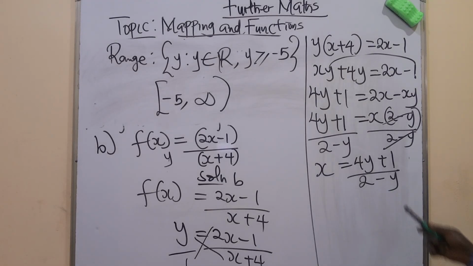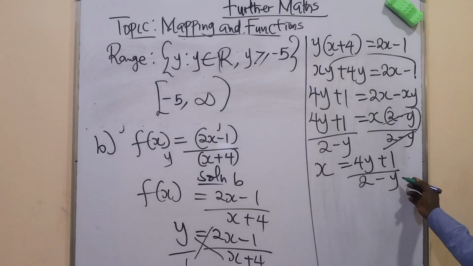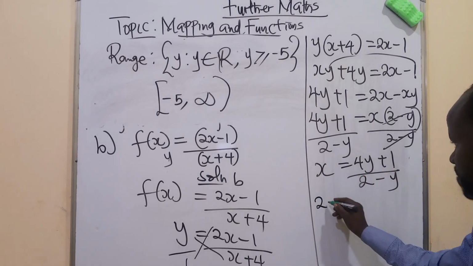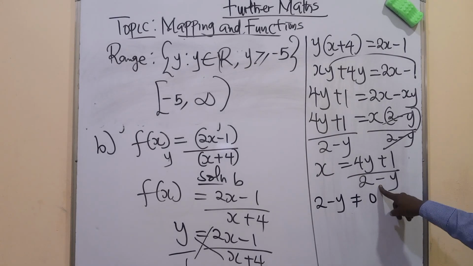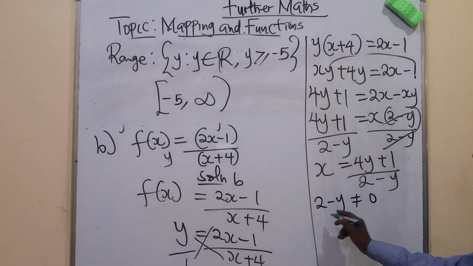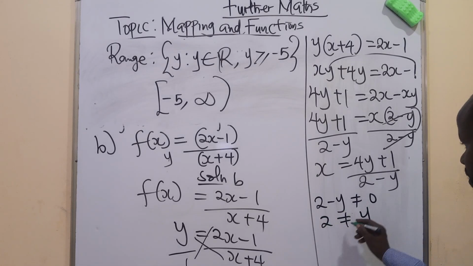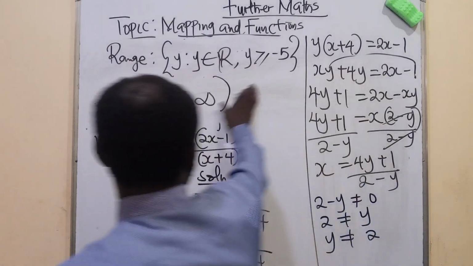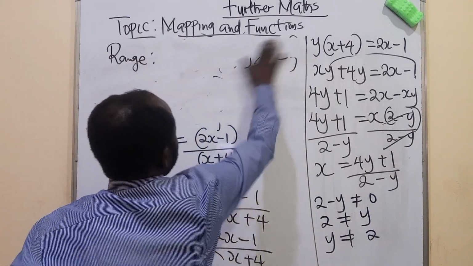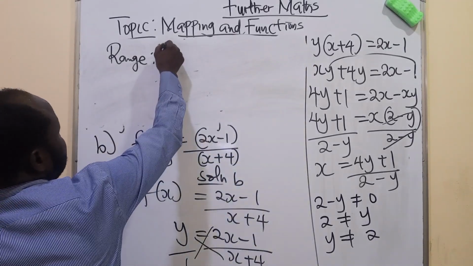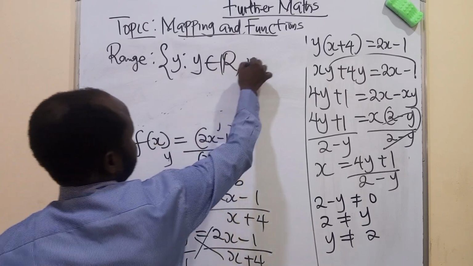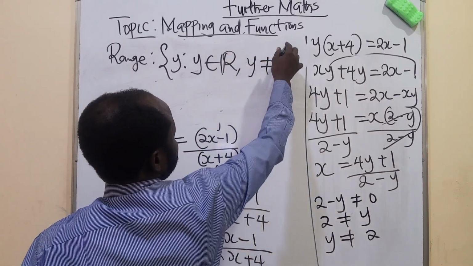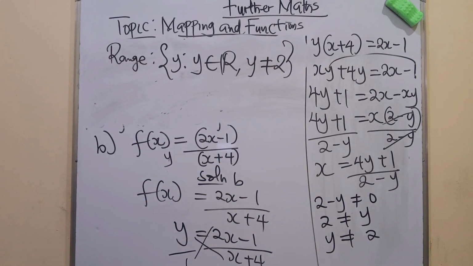What are the possible values of y that this function can take? We pick our denominator, that's 2 minus y, which must not be equal to 0, because if the denominator is equal to 0, the function will not exist. Then let's solve for y. So 2 will not be equal to y. So y must not be equal to 2. So the range of this function will be y such that y belongs to the set of real numbers, but y must not be equal to 2.